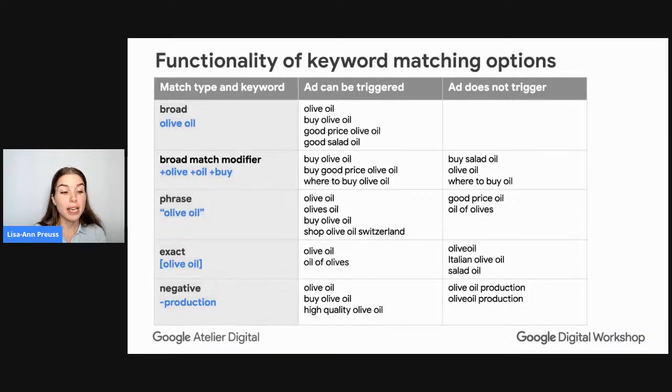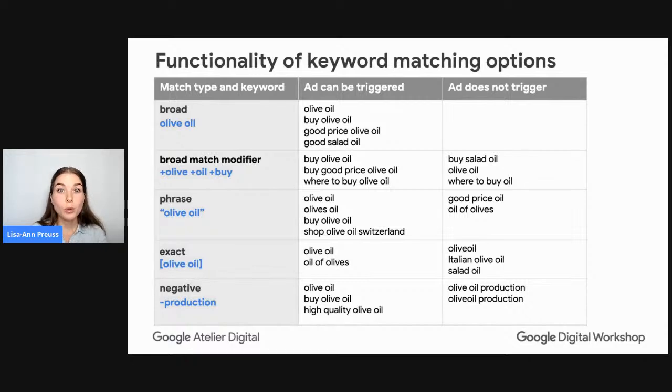Last but not least, we have the exact match keyword option, and this is when you put your keyword into square brackets, meaning that when a user searches for that exact keyword or a very, very similar form of that word, your ad will be triggered, but more often than not, your ad won't be triggered.